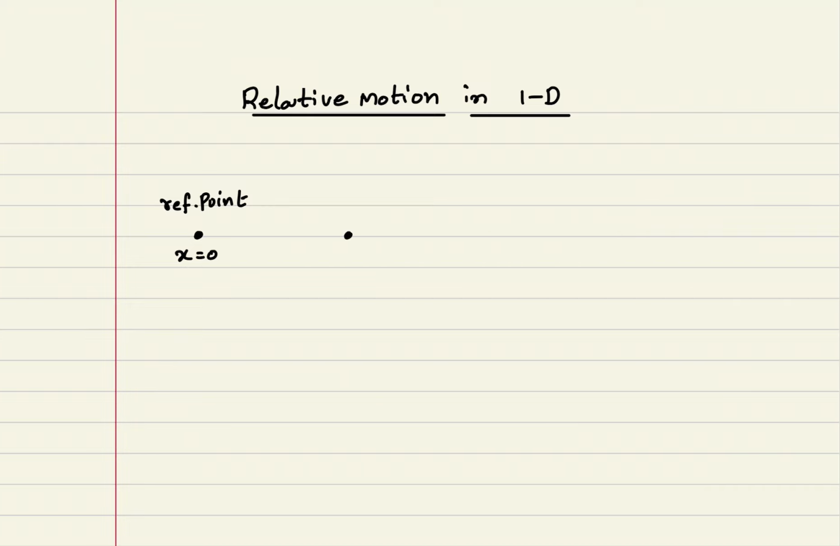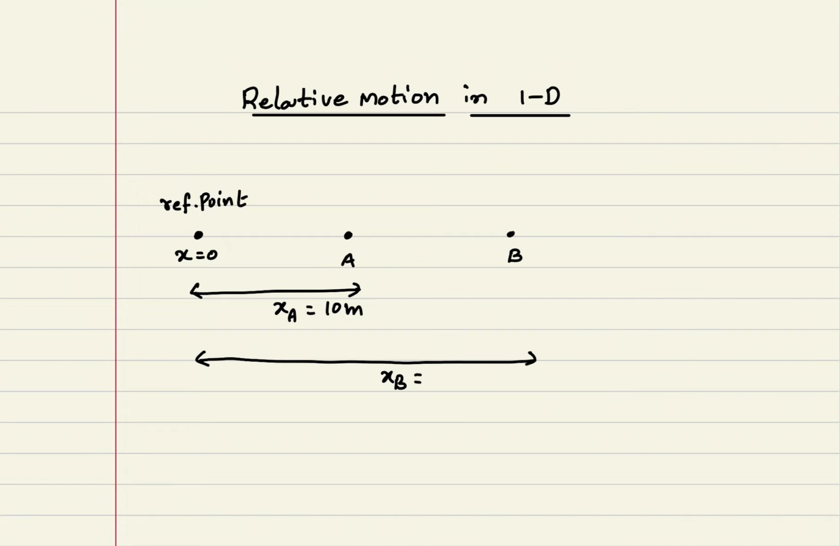From this reference point, I am taking two objects, object A and object B. Let us consider that the position of object A from the reference point is xa, and let us consider the value is 10 meters. Now I am taking one more object, located at point B. That position, xb, is equal to 20 meters.